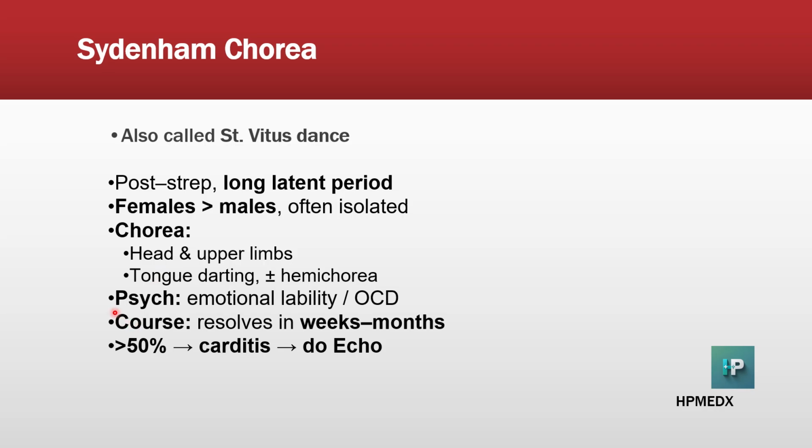And psychiatric features like emotional lability and obsessive compulsive disorder will be present, and it resolves in weeks to months. And the main thing is, in more than 50% of patients with chorea there will be carditis. So if chorea is present, it's mandatory to do echocardiography.